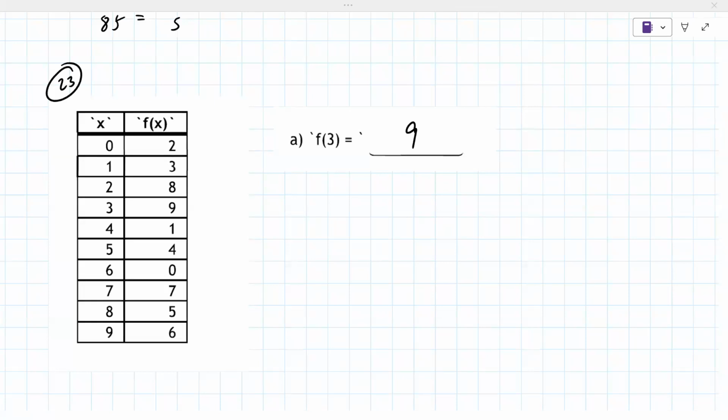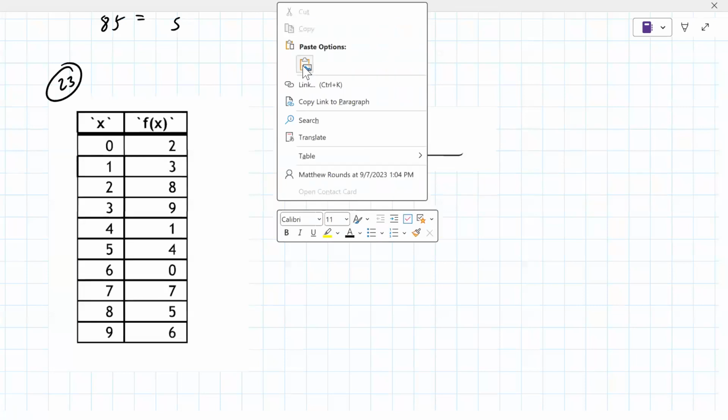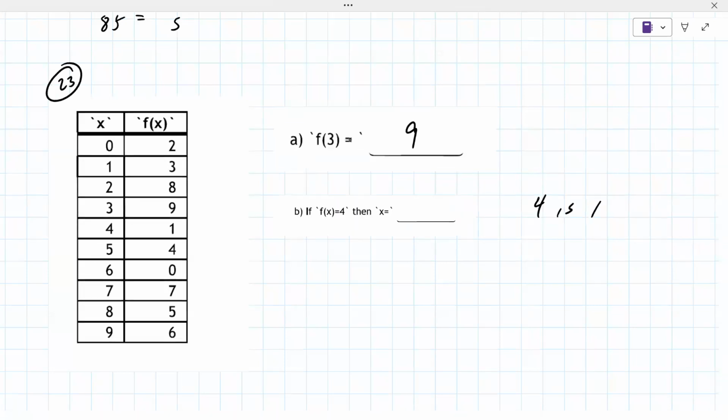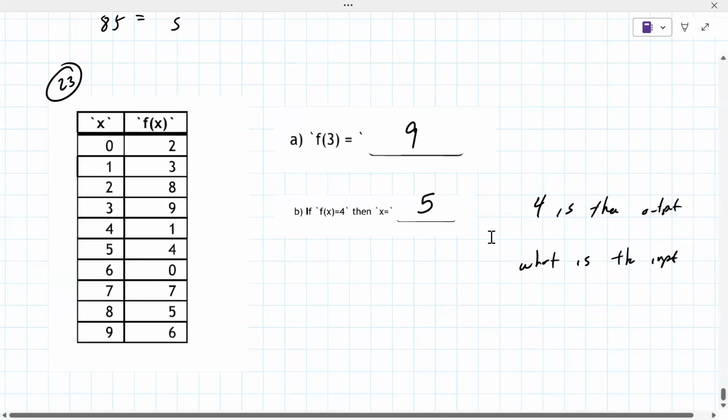This time in part B, they're giving you the output. They're telling you that 4 is the output. They're really asking, what is the input? So I just go to f of x and then it's 5. Yes. That's not too bad. Now you might think, what if there's more than one? Well, there shouldn't be. If you read at the top, it says assume f of x is one-to-one. That's what that means.